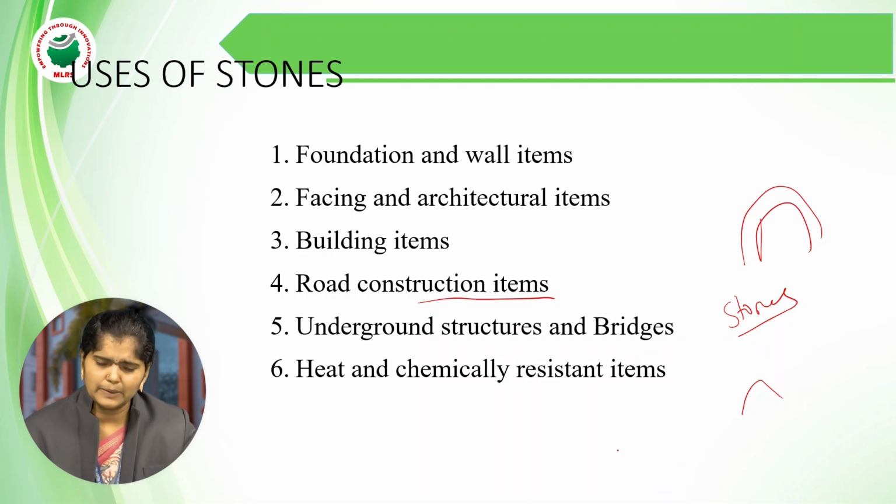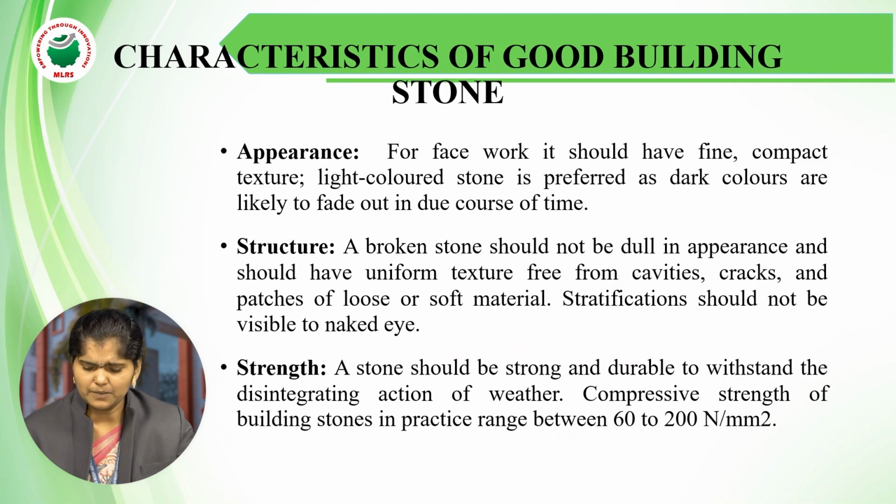And one thing, stones are used for railway tracks also. It's called ballast. The stones are used for ballast. They are irregular shapes and the size is 25 to 35 mm. And underground structures, bridges, heat and chemical resistance. These are the uses of stones.